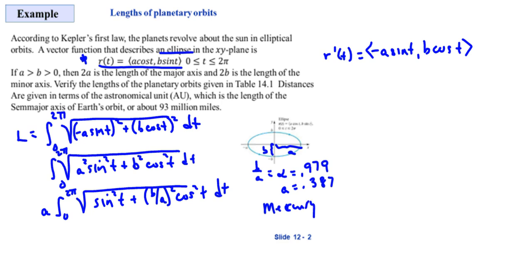Okay, so because we have a symmetrical path, we could also just evaluate it from 0 to pi over 2 and multiply it by 4. Notice I'm changing the upper limit here. Okay, instead of b over a here, I'm just going to change it to alpha.